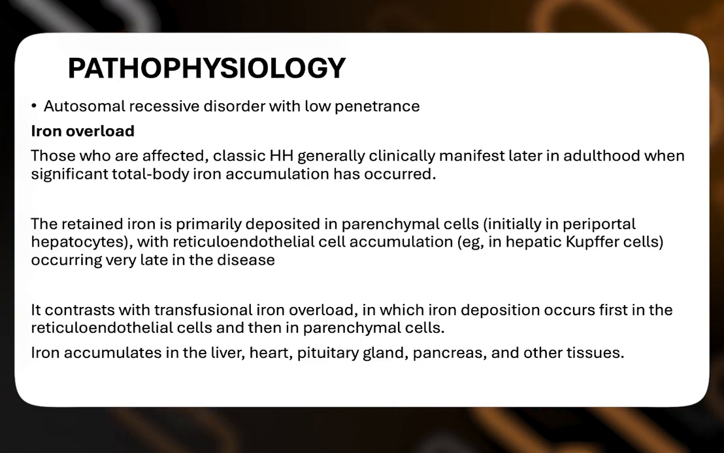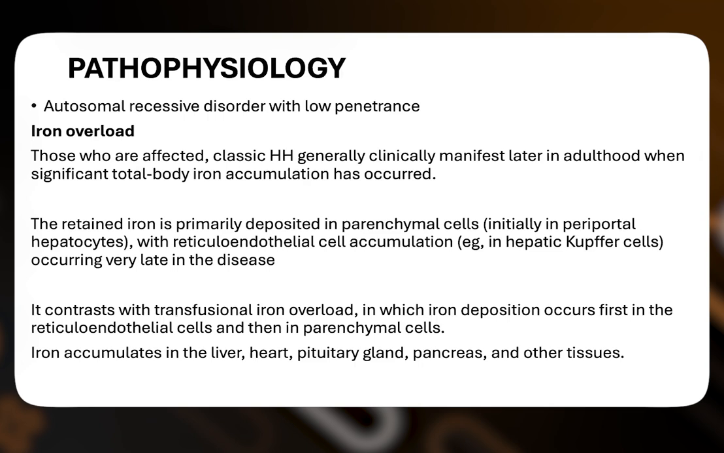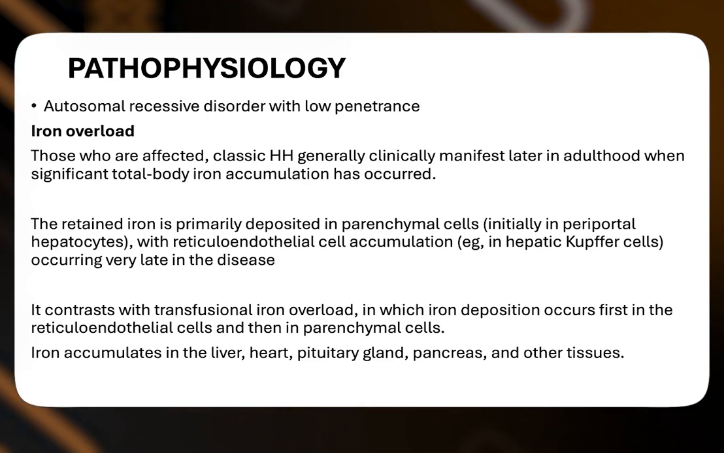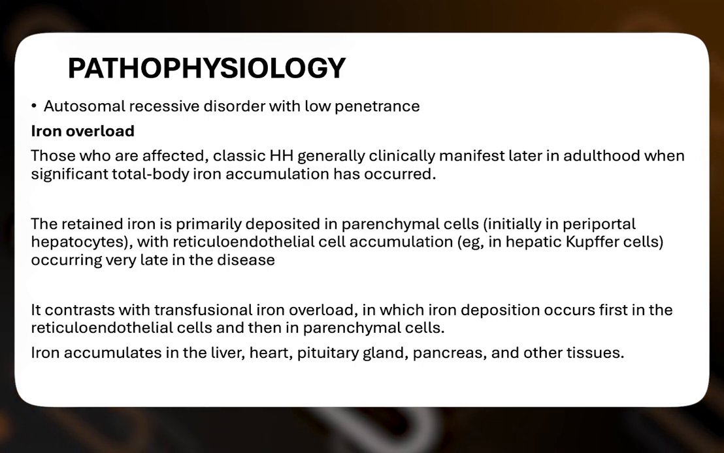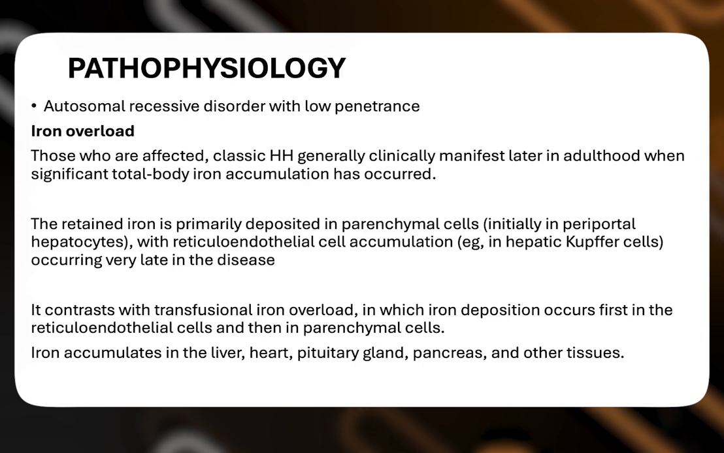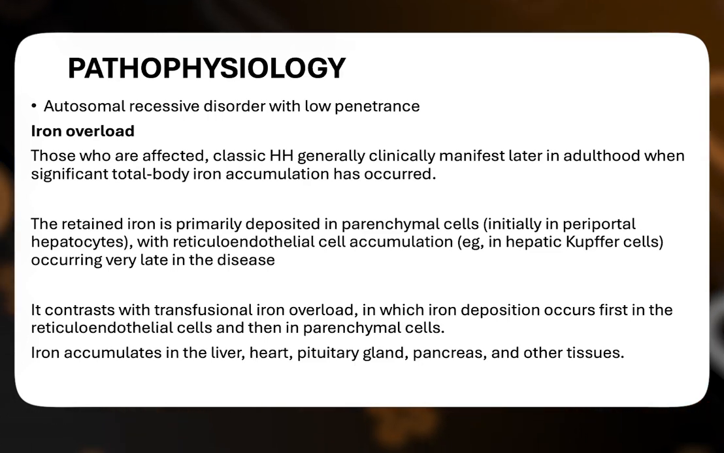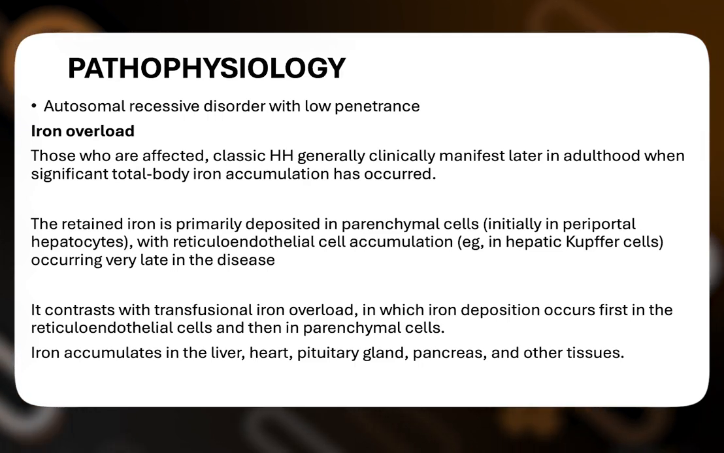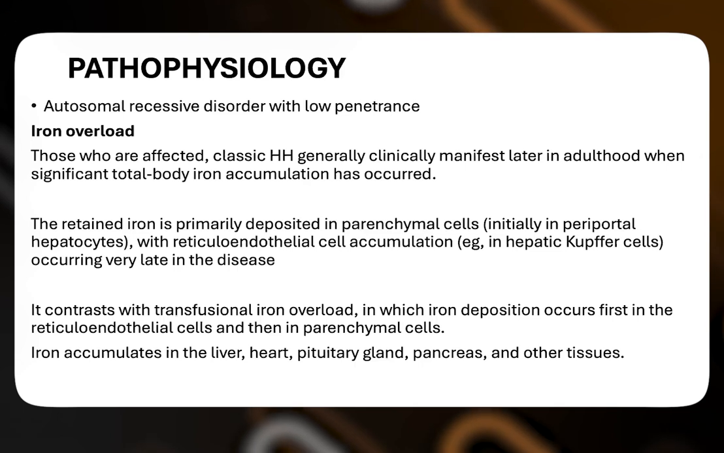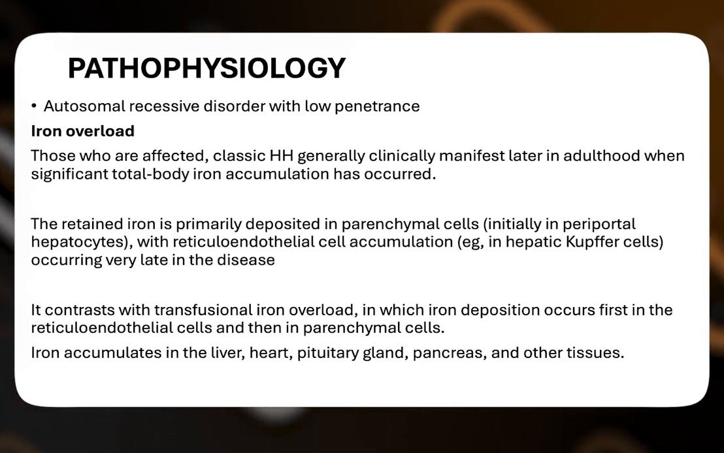Again, it's autosomal recessive. Wilson was also autosomal recessive. This is also autosomal recessive. Generally, it's a disease of chronic iron overload over the years. It takes decades for iron to get deposited and accumulated in the body. The retained or increased iron in the body gets deposited, particularly in the parenchymal cells, most preferably initially in the periportal hepatocytes, and then it goes into the reticuloendothelial cells.